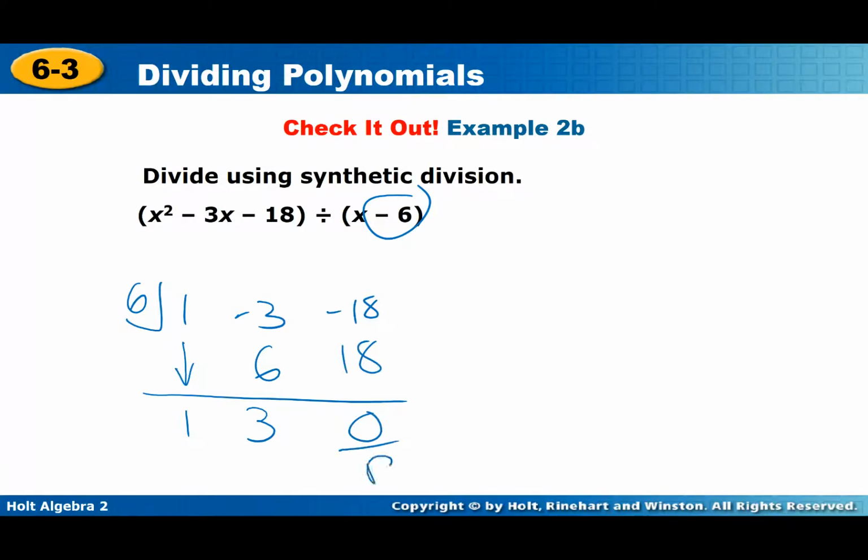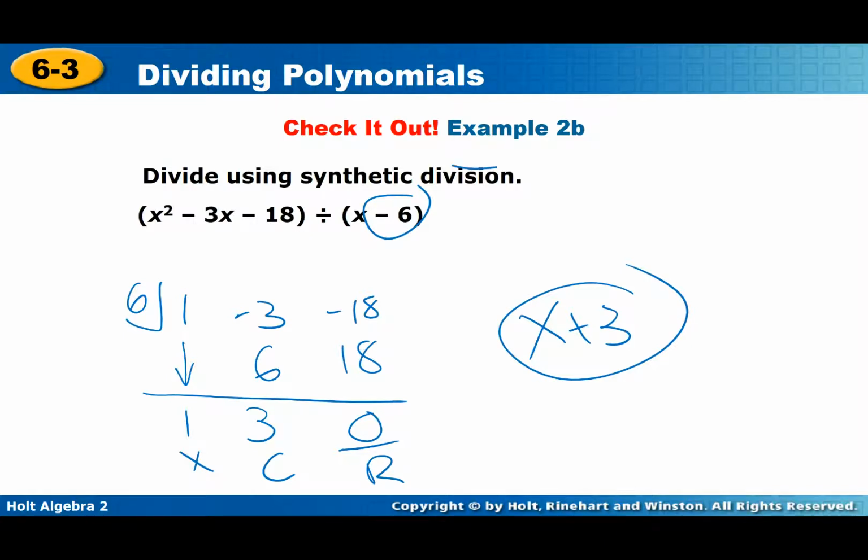So remember, this is my remainder, followed by my constant, and then my x term. So this is just 1x plus 3, and then with no remainder, so we don't have to write the remainder. We just have x plus 3. Simple as that. So that is dividing polynomials by synthetic division.